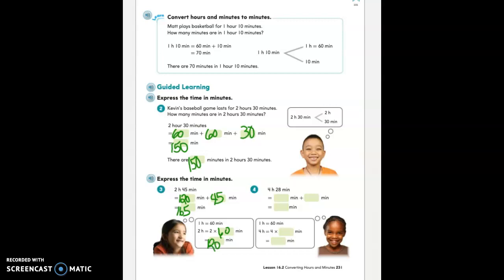They want us to figure out what 4 hours and 28 minutes is, and they're telling me right here 1 hour equals 60 minutes, so 4 hours is 4 times 60. So that's 240 minutes. Now I'm going to go back up here: 240 minutes plus 28 minutes. And if I can't do that in my head, I can always write it on my paper.